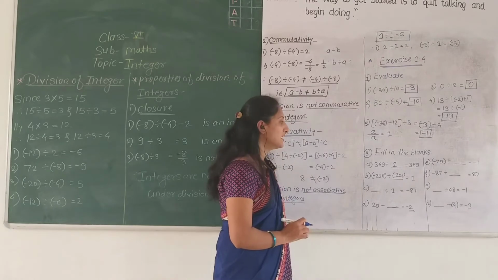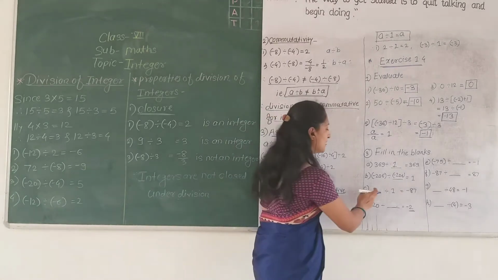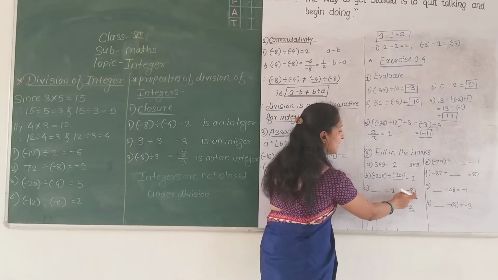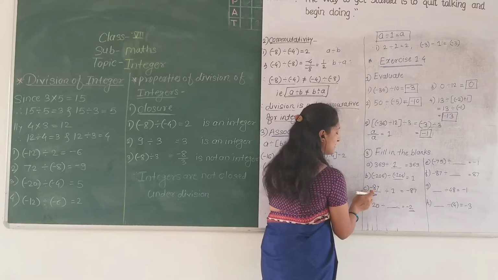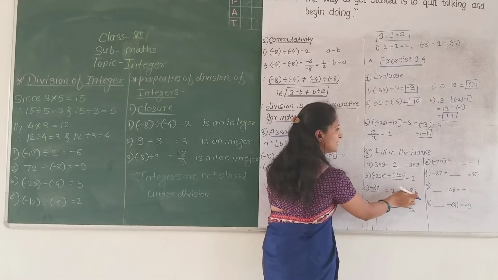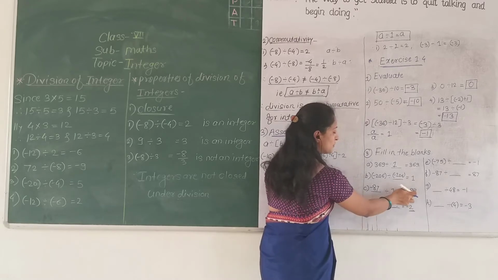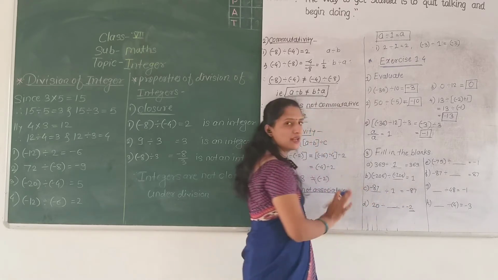So here, negative 206. Here, the quotient is negative 87. That means here the dividend is also negative 87, since when we divide any number by 1, we get the same number. So the quotient and dividend are both the same here.